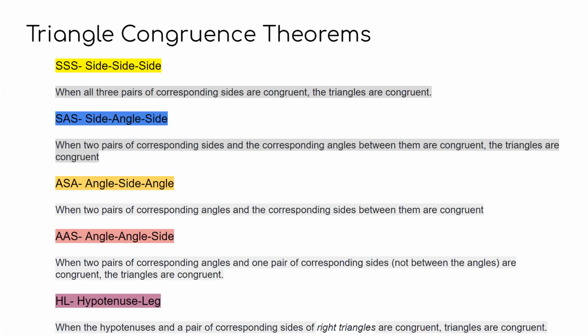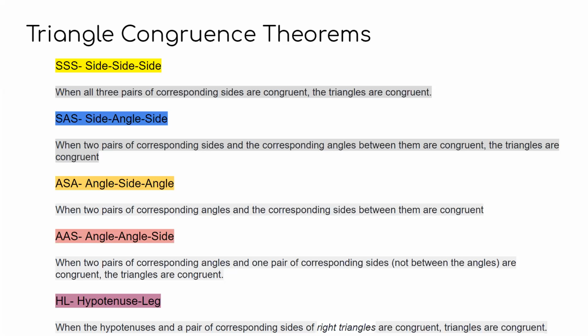Okay, so the next is side angle side congruence, SAS. Keep in mind the order actually matters. So side angle side means one side, one angle and one side are the same, corresponding to the same angles and sides of another triangle. When two pairs of corresponding sides and the corresponding angle in between those two indicated sides are the same, then the triangles are congruent.